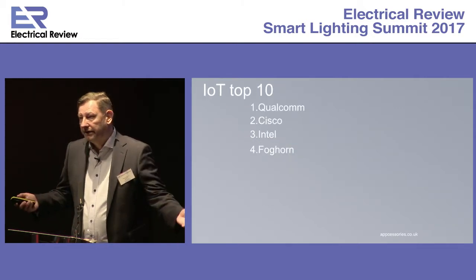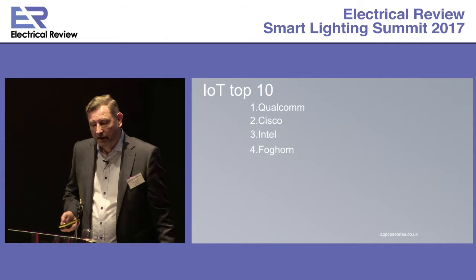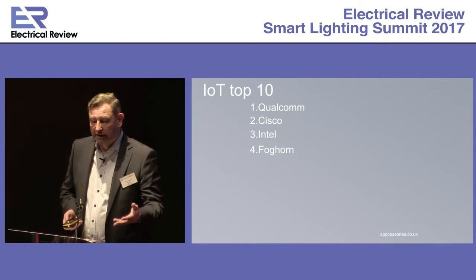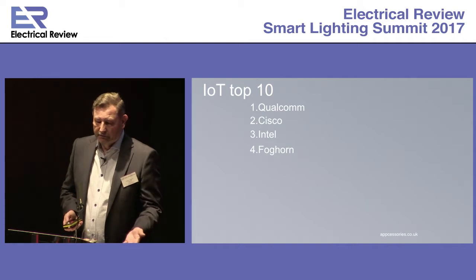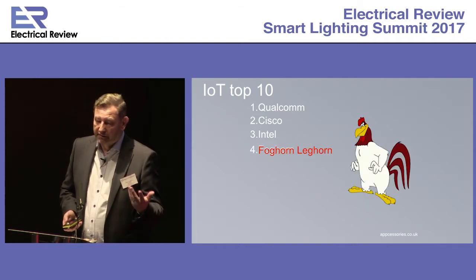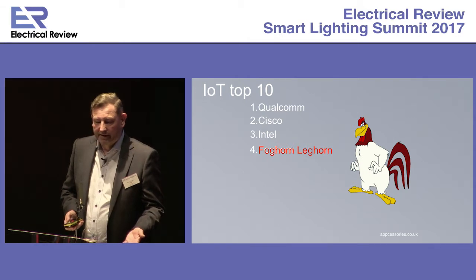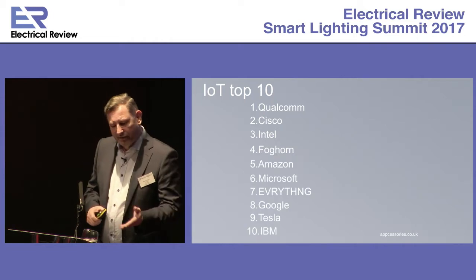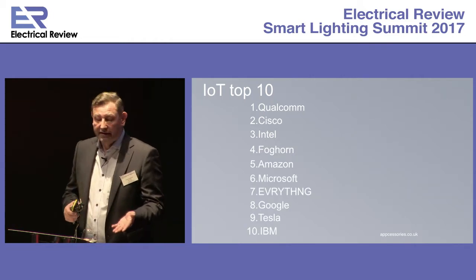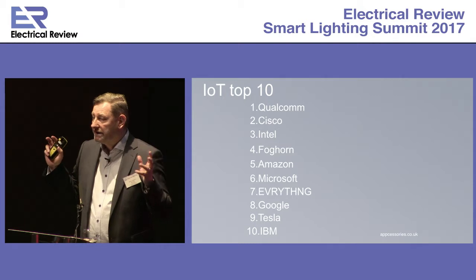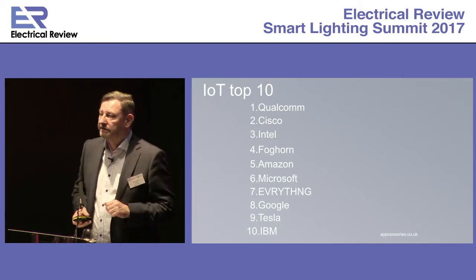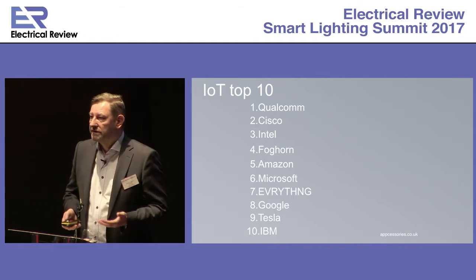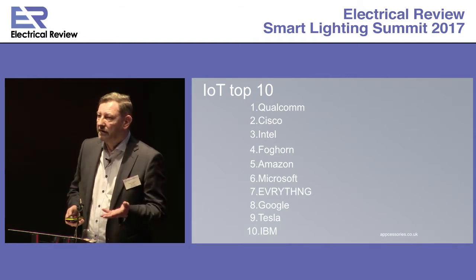So we look at the top 10 companies, and there's lots of lists. I came across this list, and these are the top 10, but you're talking about Cisco, Intel. And I came across a company called Foghorn, which, if you're of a certain age, you'll probably know as Foghorn Leghorn, but I'll move on. Amazon, Microsoft, Google, Tesla, and IBM. So these are IT companies. These are the top 10 companies. They're not lighting companies. They're not really offering commercial lighting technologies, but they're driving our market.